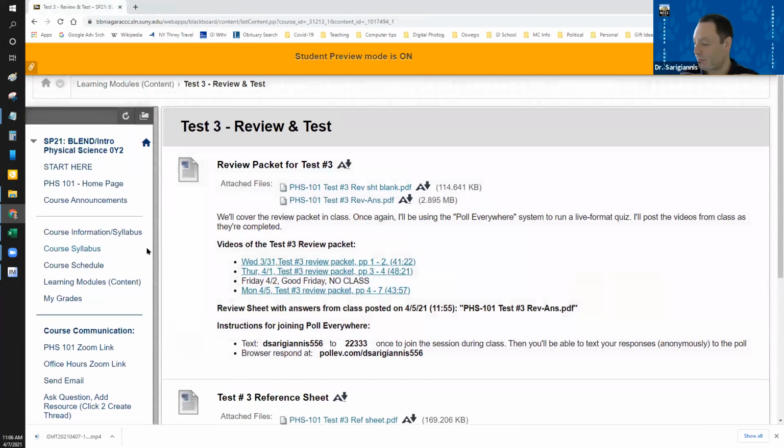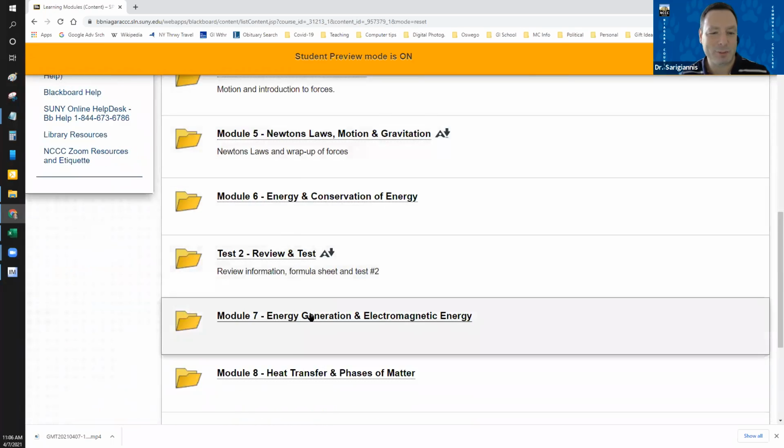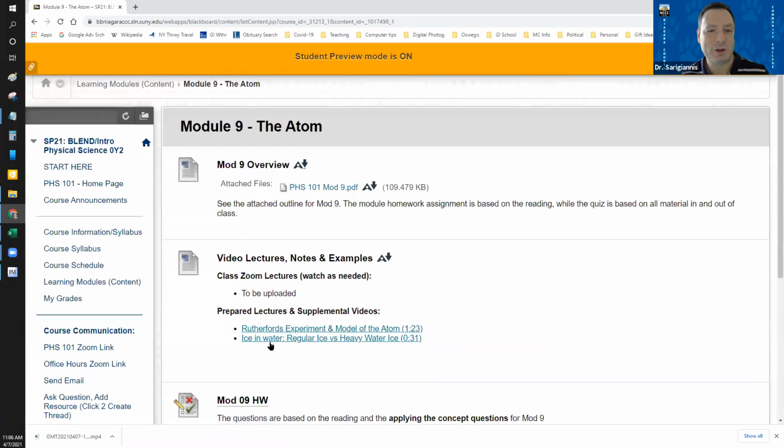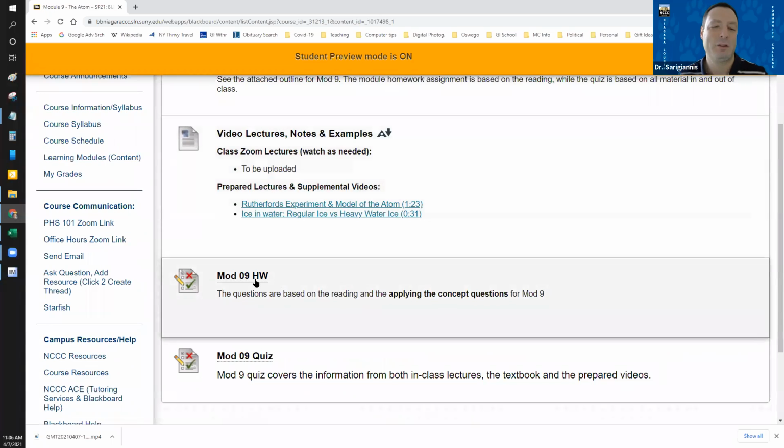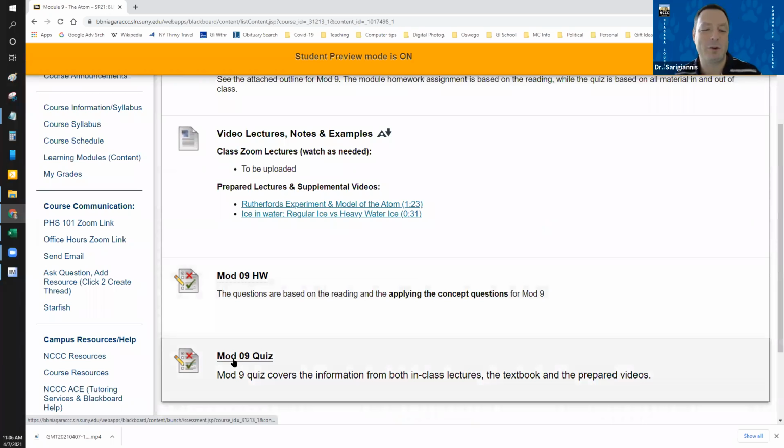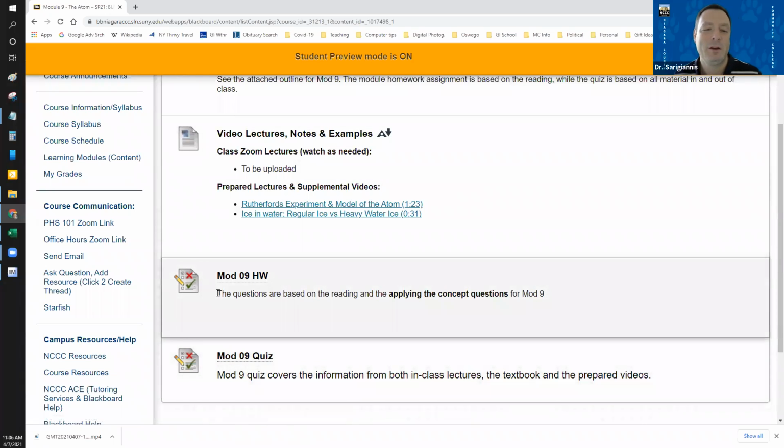All right, any last minute test questions? All right, so what I'm going to do today, get my notes out, is start module 9, which is the atom. Let's look at that module for a minute, because I can't remember if it was this one or the next one. Oh yeah, the homework and quiz are already up. You can do them anytime you want. I would suggest you wait to do the quiz till we're done with the in-class stuff. The module 9 homework is, as usual, based specifically on the textbook.